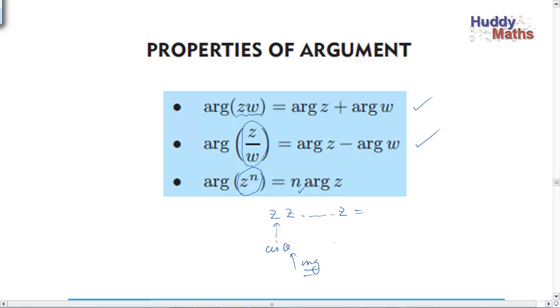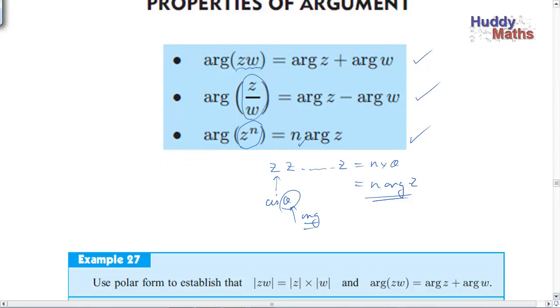And what do you do when you multiply complex numbers? You add all the arguments, but they're all the same. There are n lots of them, so it's n times θ, or n times the argument of the original z, that idea. So we can use those to simplify expressions. Let's look at an example now.